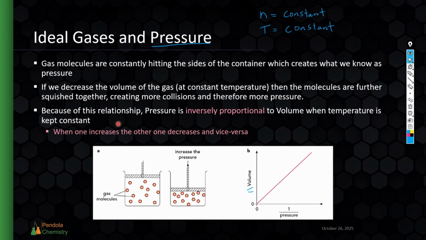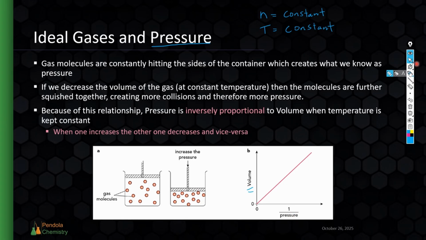So because of this, we can say that the relationship between pressure and volume in an ideal gas is inversely proportional. Now, this is a vocabulary term that you should know from math, but inversely proportional means that when one increases, the other one decreases, and vice versa. So we can look at that in this diagram here. As the volume increases, so does the inverse, or the reciprocal, of the pressure, 1 over pressure.